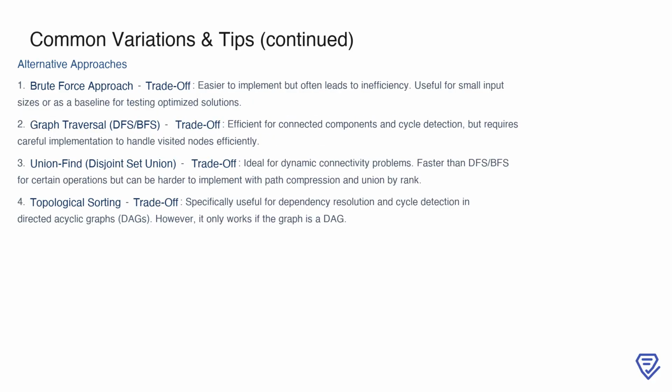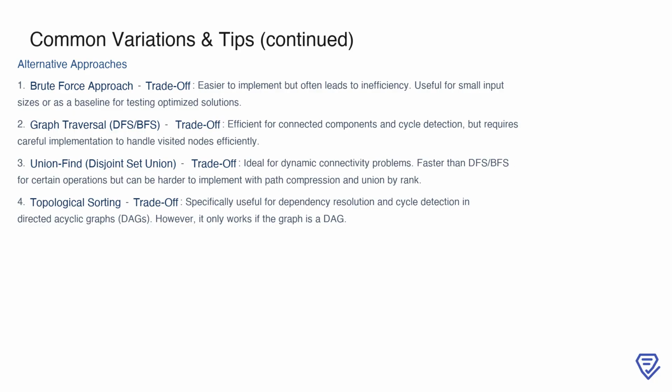Now, let's consider alternative approaches to solving graph-related problems and their trade-offs. The brute force approach is often the simplest to implement, but it can be inefficient for larger input sizes. It's still useful for small-scale problems or as a baseline to test more optimized solutions. Graph traversal techniques like DFS and BFS are highly efficient for tasks like finding connected components or detecting cycles. However, their implementation requires careful handling of visited nodes to avoid redundancy.